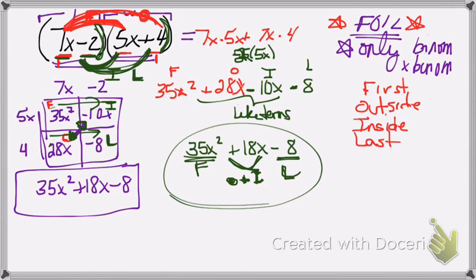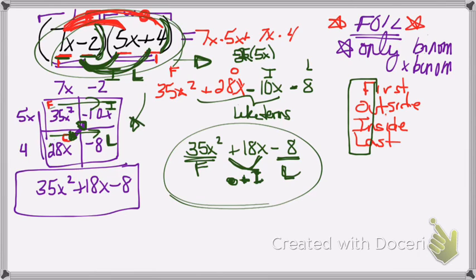So it's nice to know what they're referring to when they talk about FOIL, but you don't have to know FOIL as a separate form of multiplication, because as you can see, what I just did here was really the horizontal method of multiplication. And what I did here and got the exact same thing was our area model of multiplication. So they all work the same way.